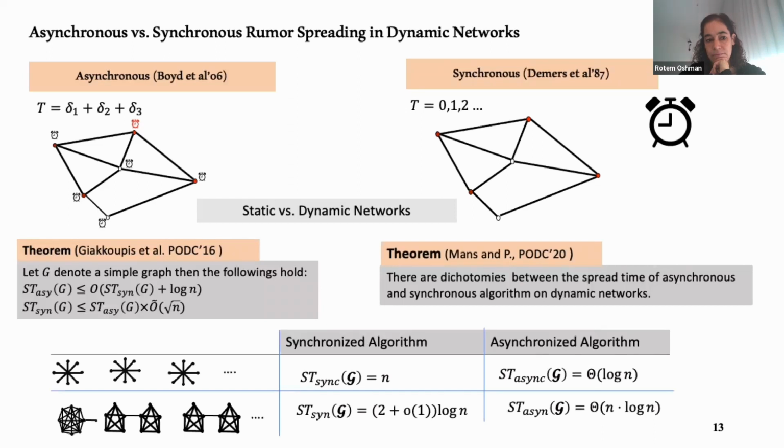Here we see that we have two families of dynamic graphs where there is a polynomial gap in the spread time of the asynchronous and synchronous rumor spreading. The dynamic graphs include the dynamic star and a kind of poorly connected dynamic graph.